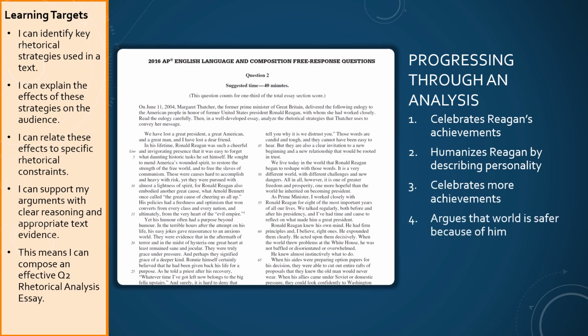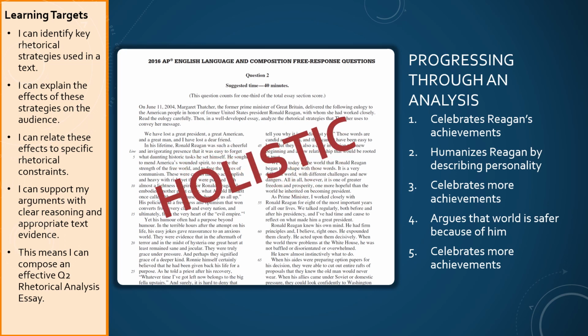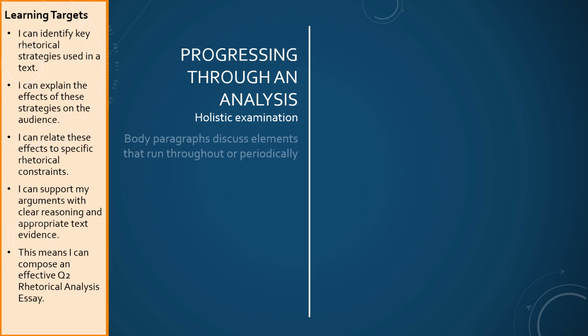Then she moves on to make her main argument that the world is safer because of him. And then she also celebrates even more achievements after that. And so with this kind of loose organizational pattern where she goes back and forth, there's not really any building on anything here. So for this kind of passage, we'd want to use a holistic examination. And that examination might look something like this.